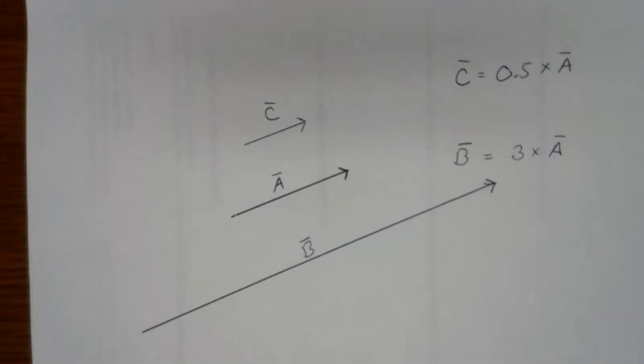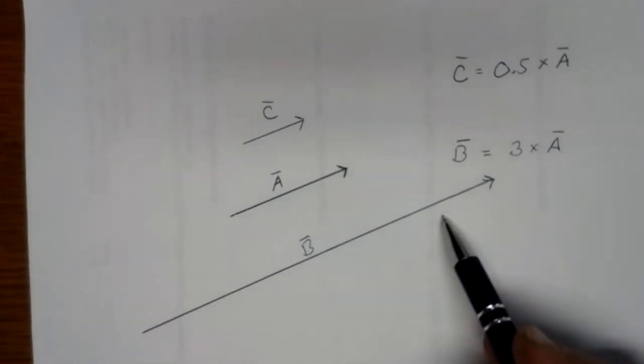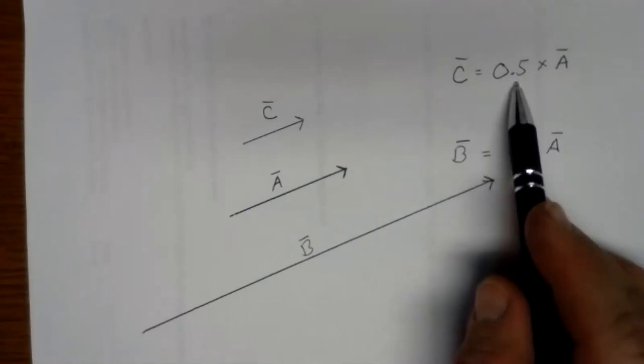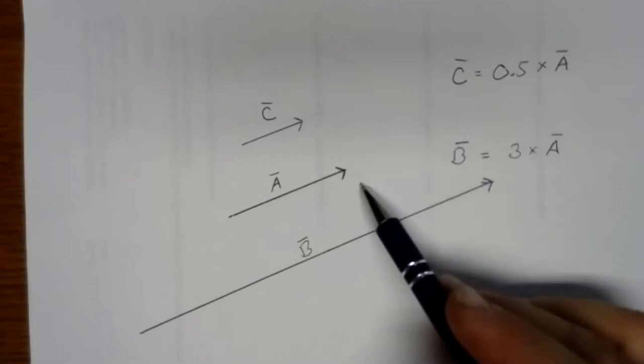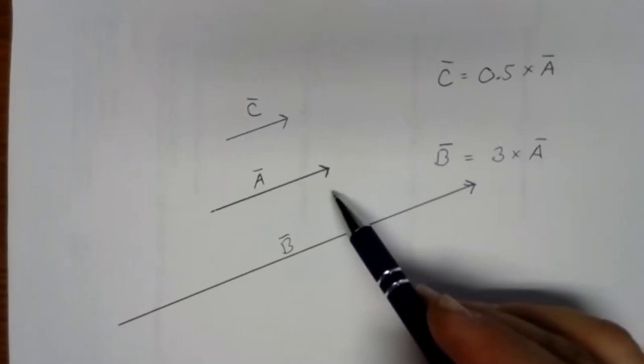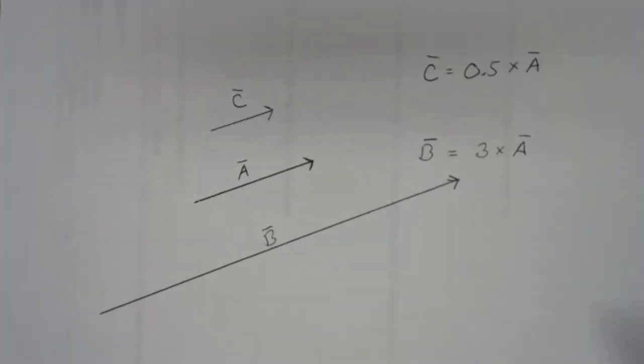So those are scalars. Scalars change the size of the vector. So scalars bigger than 1 make the vector bigger. Scalars less than 1 make the vector smaller. A scalar equal to 1 would just keep the vector the same size. Just like we know from arithmetic, when you multiply by 1, nothing really changes.